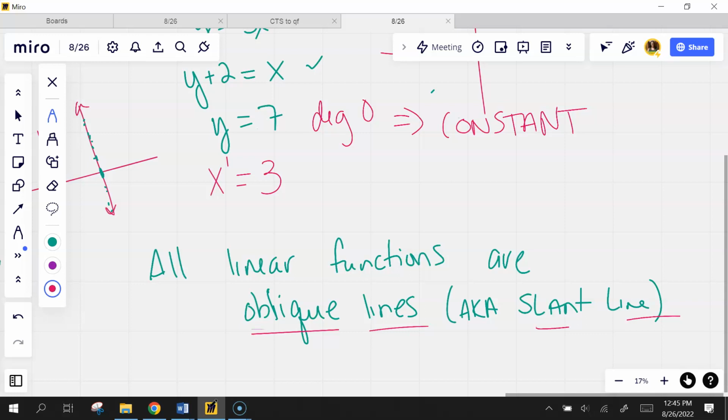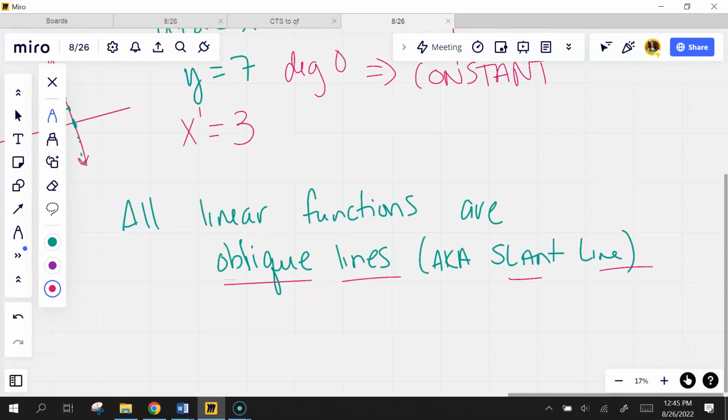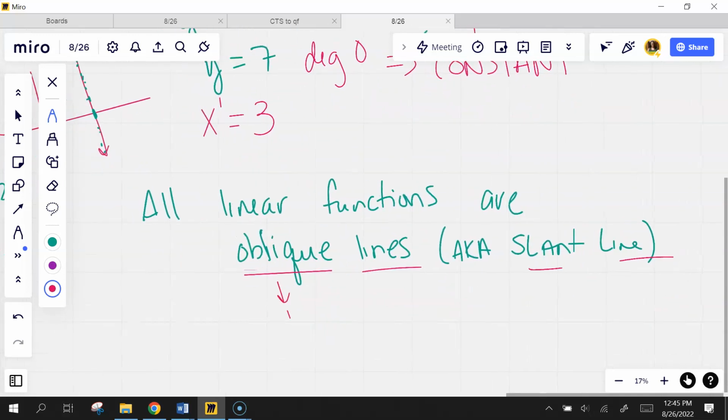Okay. No. Neither horizontal, not horizontal or vertical. Bless you. All right.